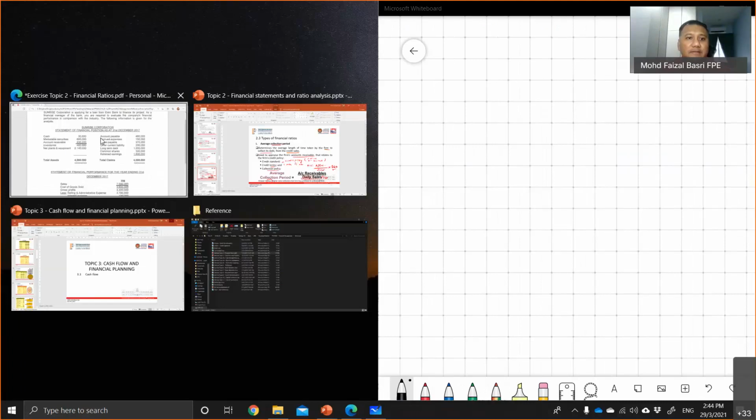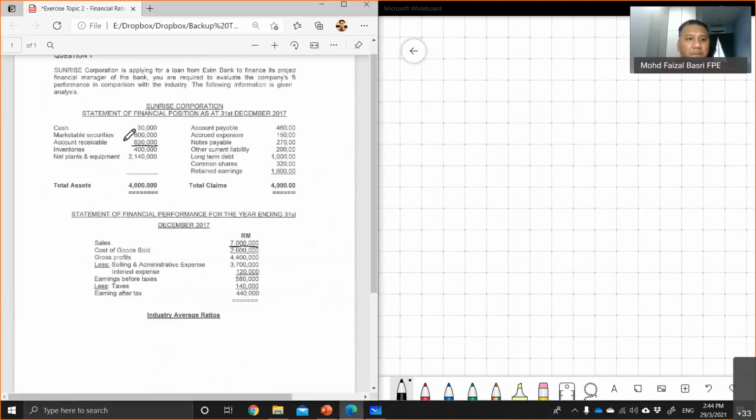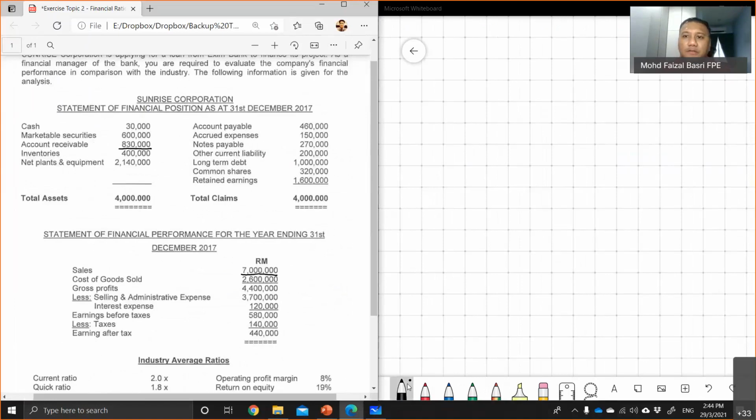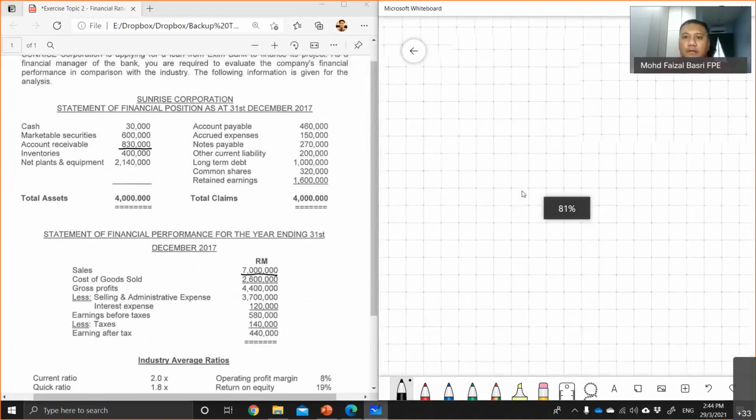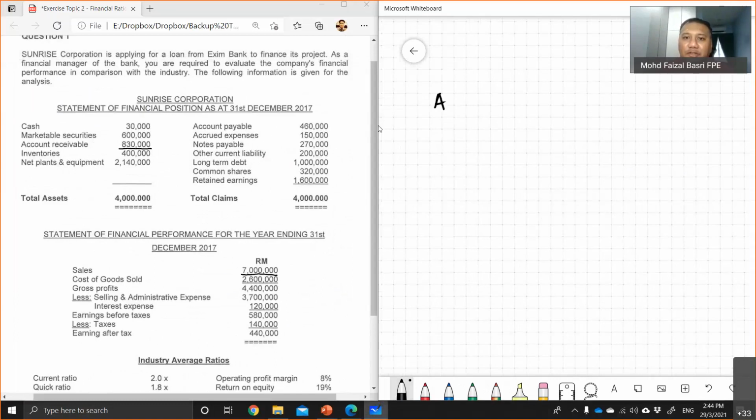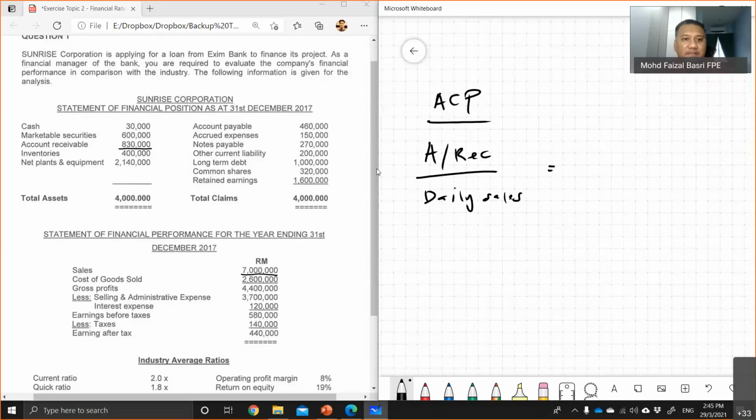Bear with me 1 second. I'll put it side by side like this. So we have ACP, I put it in short, average collection period. And the formula, the first one, is account receivable divided by daily sales. If you use this one, what you need to do is to have account receivable, which is 830,000, divided by daily sales. Your sales is 7 million, and this 7 million you need to divide by 360.